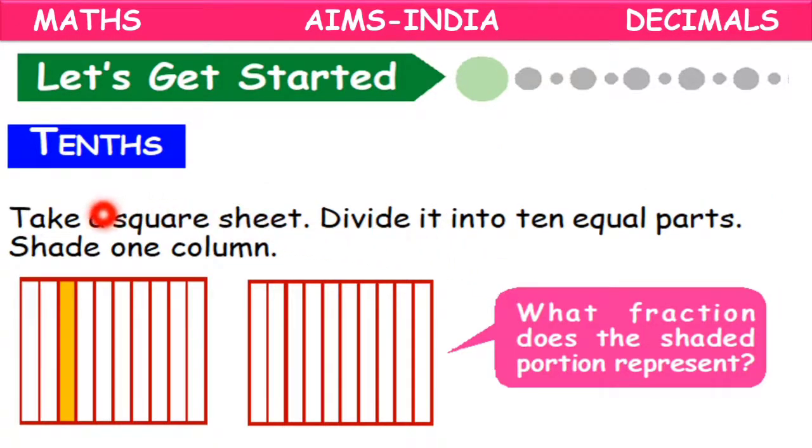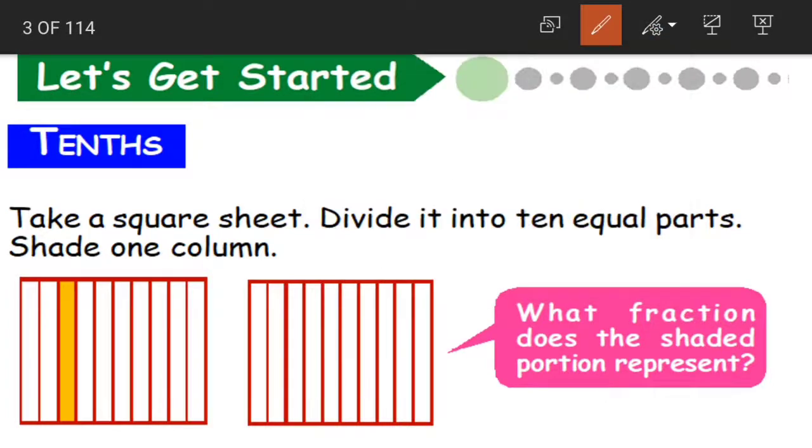Now coming to the first one, take a square sheet, divide it into 10 equal parts, shade one column. Now what fraction does the shaded portion represent? What are they saying? We have taken a sheet and then we have divided into 1, 2, 3, 4, 5, 6, 7, 8, 9, 10. We have divided into 10 equal parts and we have shaded one part out of these 10 parts.